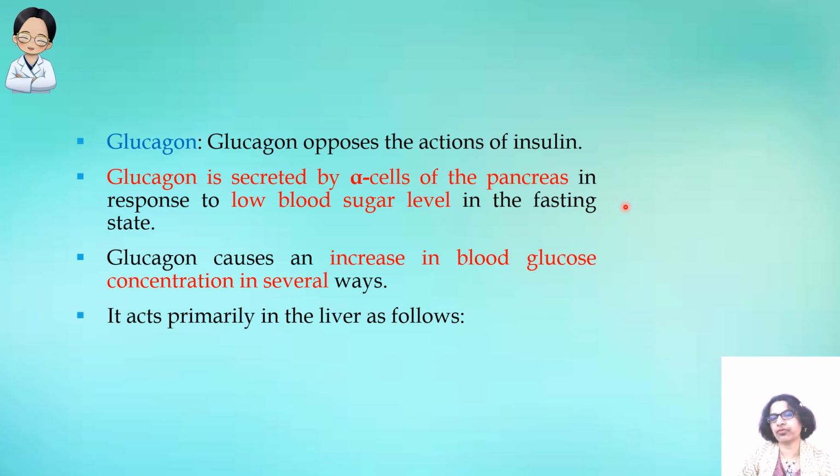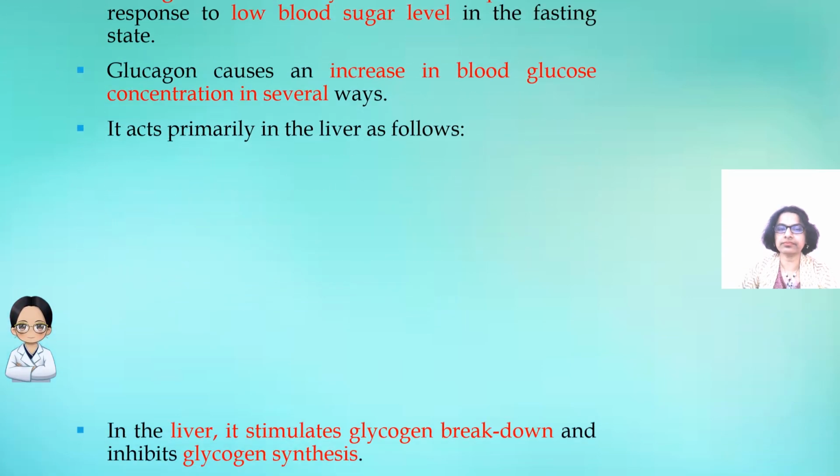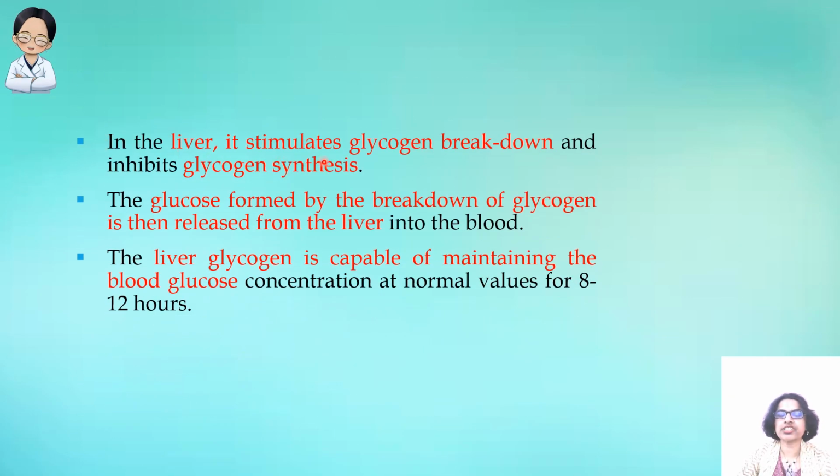Glucagon. So how is it going to be helpful? Glucagon opposes the action of insulin. Glucagon is secreted by alpha cells of the pancreas in response to low blood sugar level in the fasting state. Glucagon causes an increase in the blood glucose concentration in several ways. It acts primarily in the liver, where it stimulates glycogen breakdown and inhibits glycogen synthesis. The glucose formed by the breakdown of glycogen is then released from the liver into the blood.